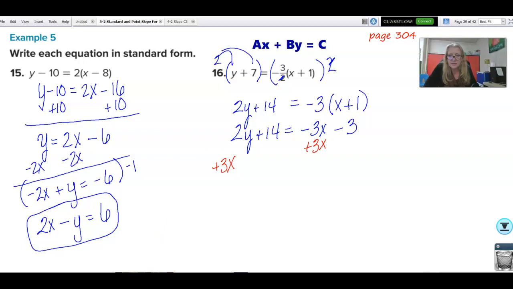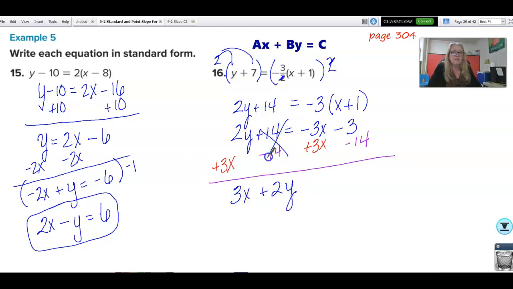And I'm going to subtract 14 from both sides. All right, this is what it looks like when you do it in 1 step. Now I have 3x plus 2y. This is gone, so now I have an equal sign. This is gone, and now I have negative 17. And you're done with that one because 3, 2, and negative 17 are all integers, and 3 is positive. So we're done right there.